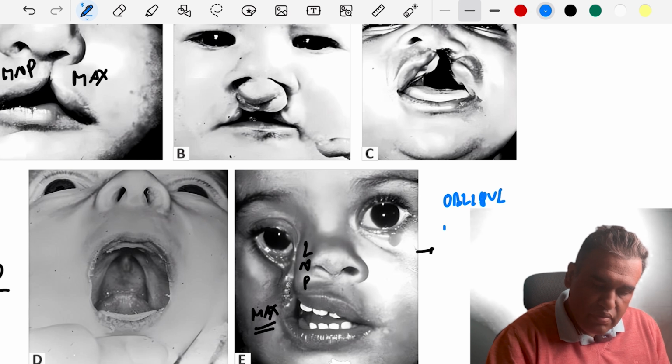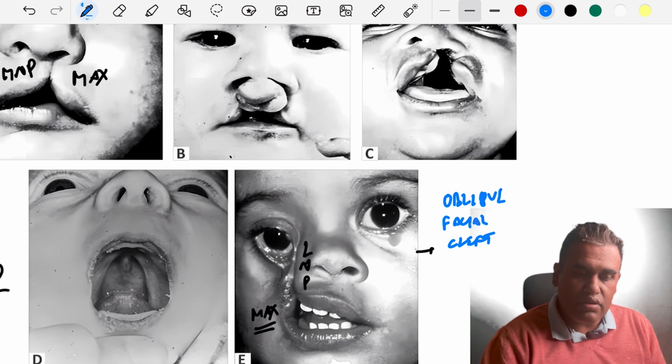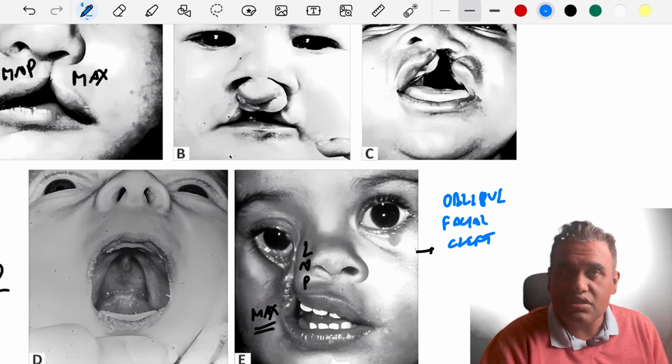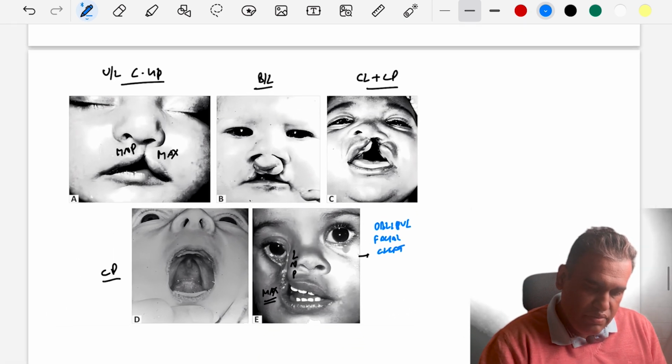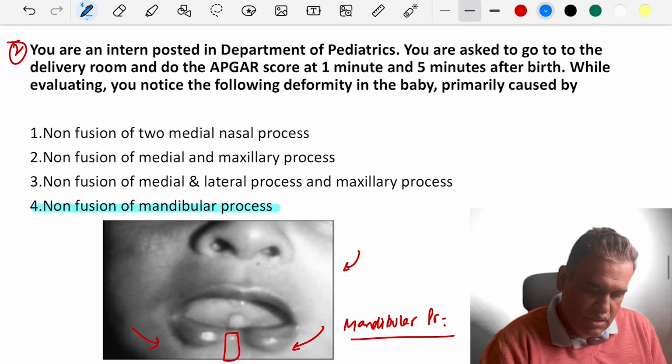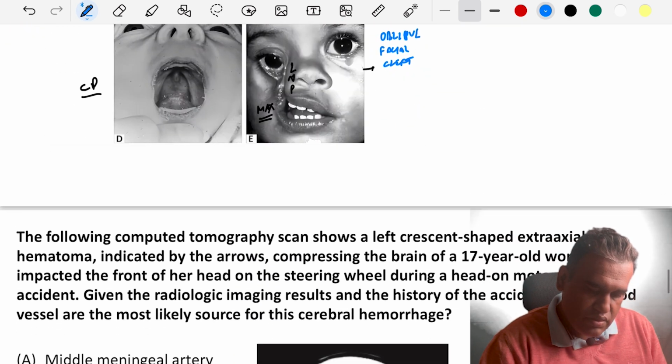Oblique facial cleft. Cleft mandible or cleft lower lip you have already seen in the question, right? Fair enough. So here was the question. Now coming to the next one, the third question.